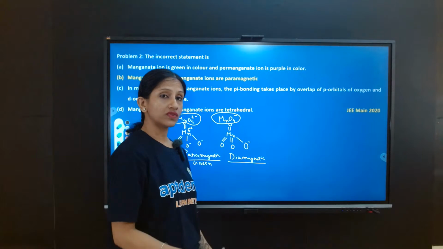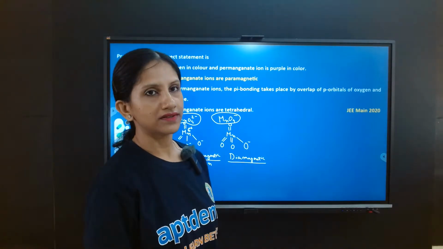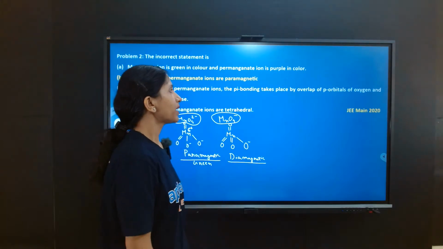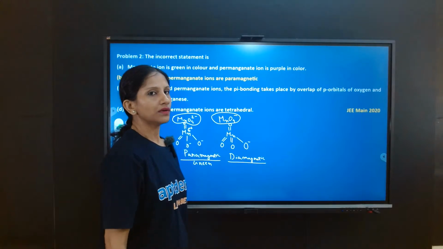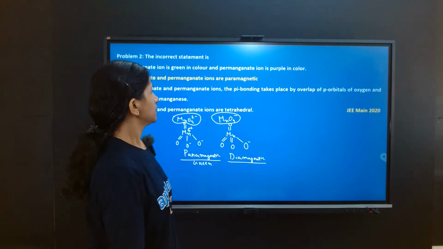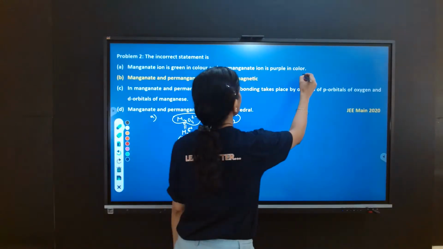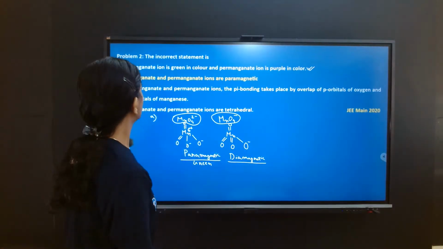But what we get to see is the complementary color of yellow light, that is the purple color. That's why permanganate appears purple, and this is not due to paramagnetism but due to the charge transfer within the molecules. So option A, or statement A, is a correct statement.